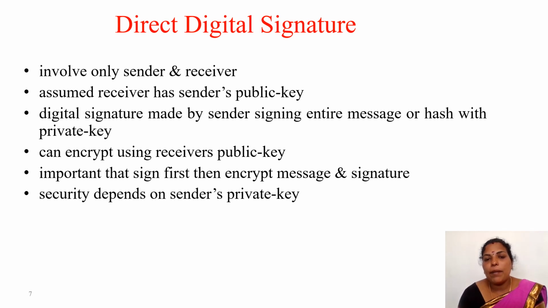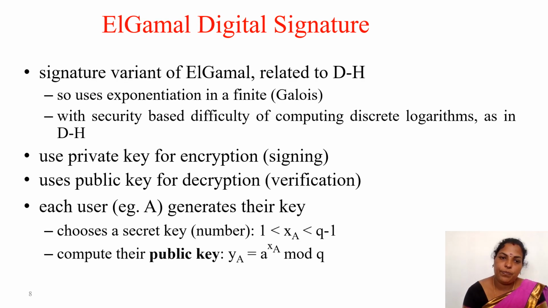The digital signature is made by the sender signing the entire message or its hash with the private key, and we can then encrypt using the receiver's public key also. The important thing is that we have to sign first, then encrypt the message as well as the signature. The security depends mainly on the sender's private key, because we generate the signature using only the sender's private key. That plays a vital role in this digital signature. So that is the basic digital signature methodology.